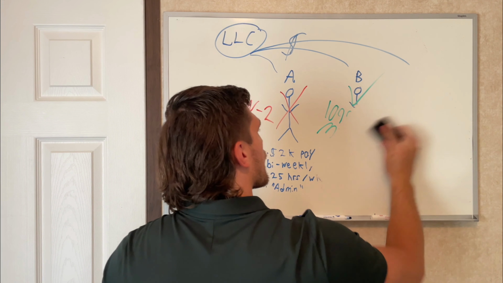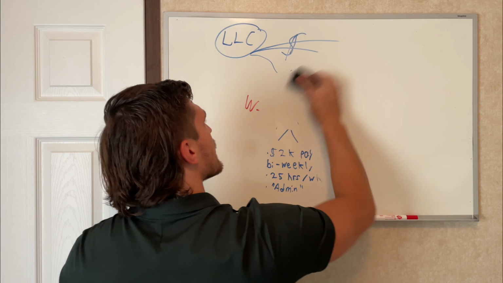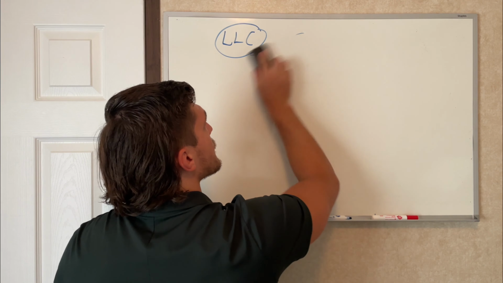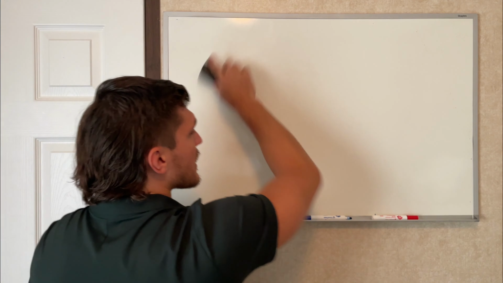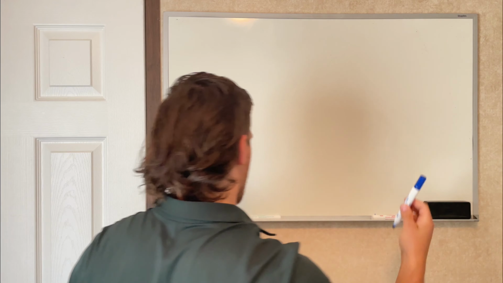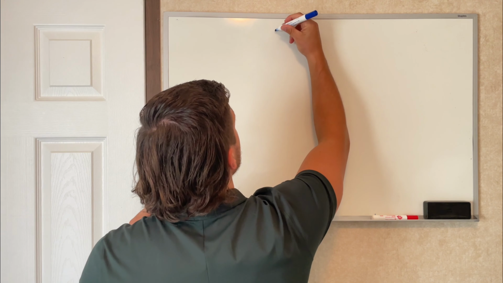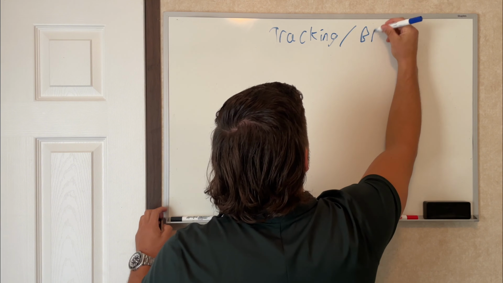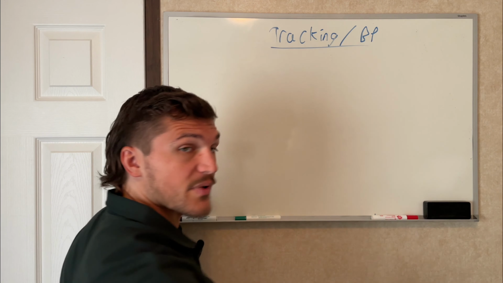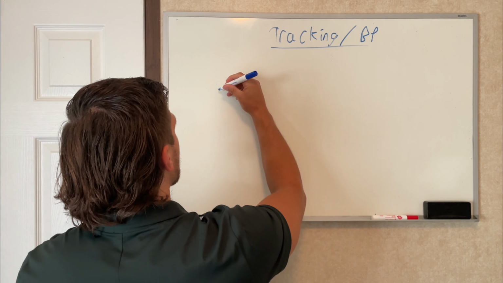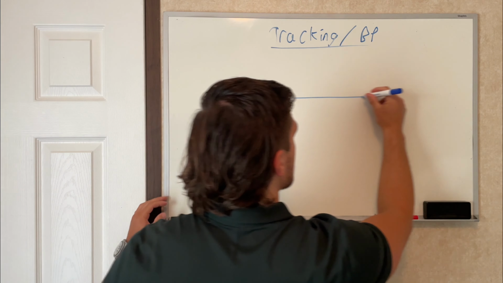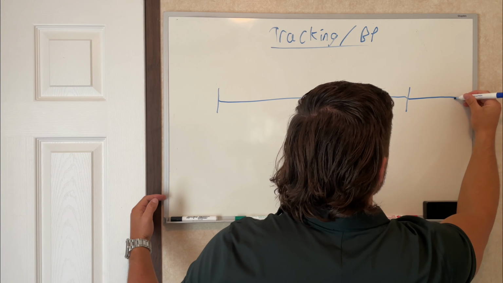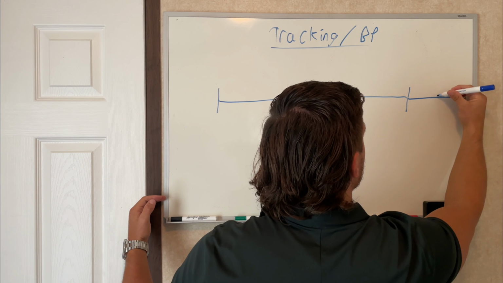So now, how can we best prepare for this throughout the year, right? How can we track for 1099s, and what are some best practices? So I'll just say tracking up here, maybe BP, not for batting practice, but for best practices. And I think I want to use a timeline here. And this is not going to be drawn to scale, but just bear with me.